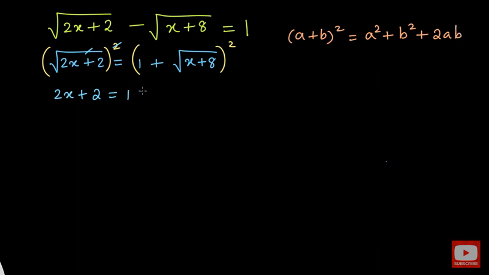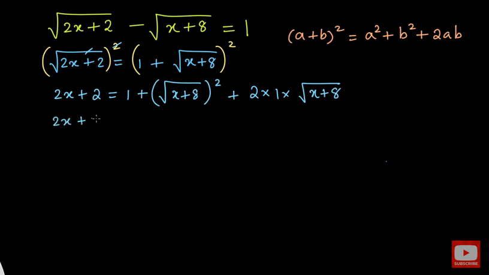So 1 square will be 1 and b square will be the square of this term, that is square root of x plus 8 the whole square, right? This is the square of the second term, and then we have 2 times a times b, so b is square root of x plus 8. Okay, now we have 2x plus 2 equal to 1 plus this square root and this square will cancel each other, so we have x plus 8 outside, plus this will be 2 times square root of x plus 8.